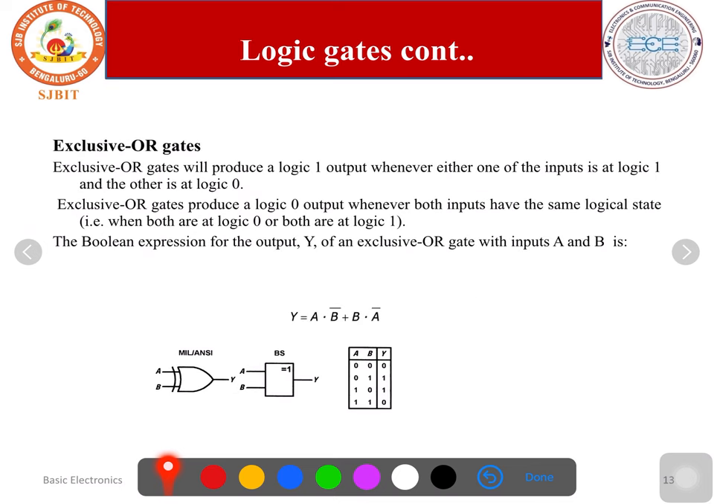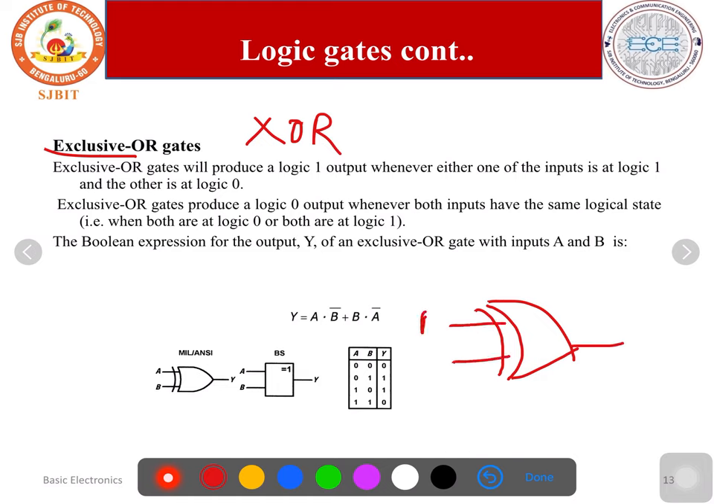Then exclusive OR gate, popularly known as XOR gate. The name itself says exclusively any one of the inputs should be high to make the output high. In all other combinations, the output will be 0. Now let us come to the symbol. First write the OR gate symbol, then write the XOR. Here A, B, here Y is equal to A XOR B.